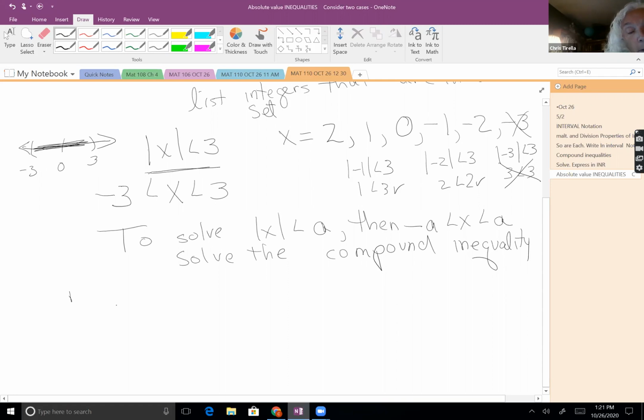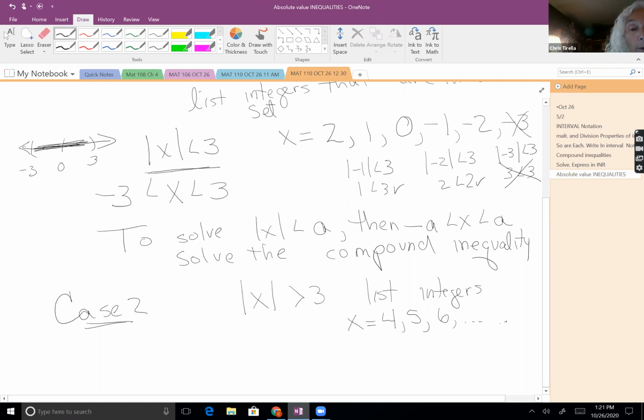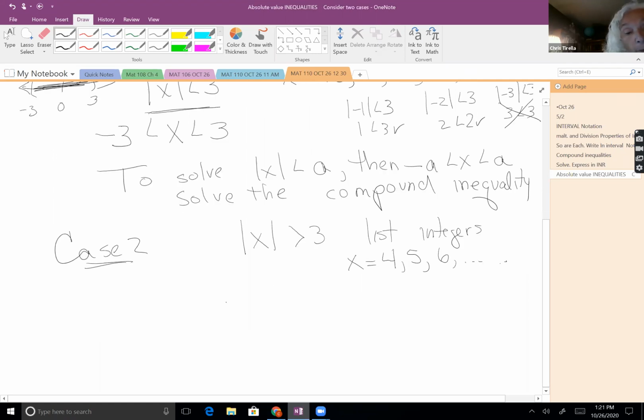Instead, if I said the absolute value of x has to be greater than 3, and I wanted to list the integers, for the absolute value to be bigger than 3, I could have 4, I could have 5, I could have 6, and I could keep going. Again, this time I'm looking for numbers that are further from 0 than 3. And so it would be anything further away from 0 than 3.